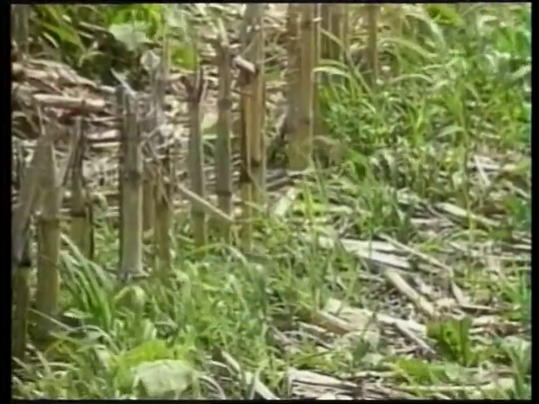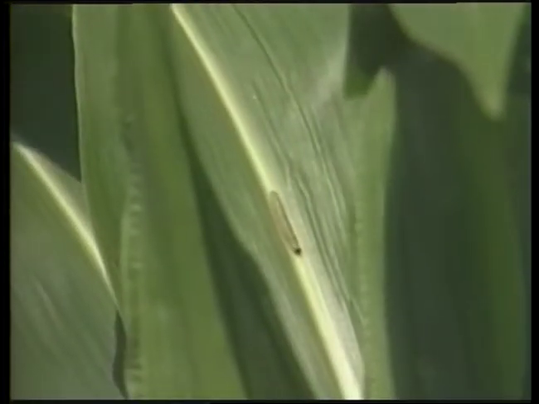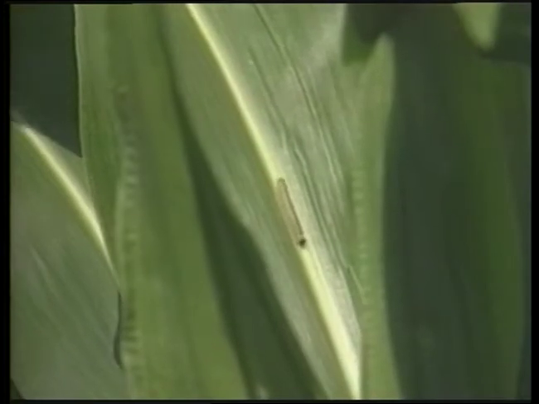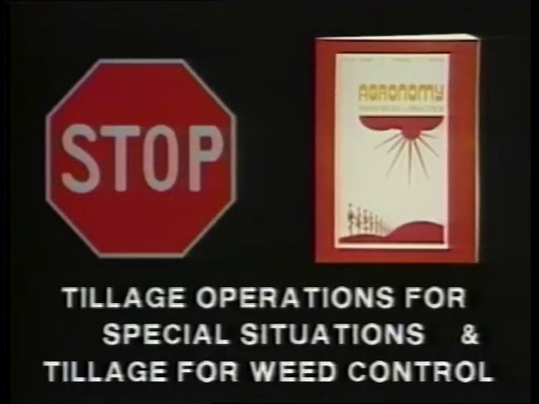No-till systems may also increase the dependence on chemical weed control and change the insect and disease problems compared with conventional tillage systems. The next topics for study are the sections on tillage operations for special situations and tillage for weed control. You should now stop the VCR and study this section in your text, and return to the VCR for further tutoring.